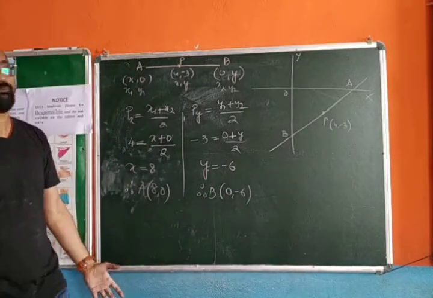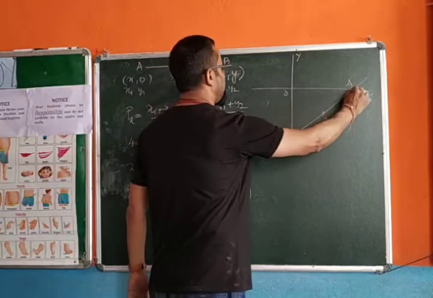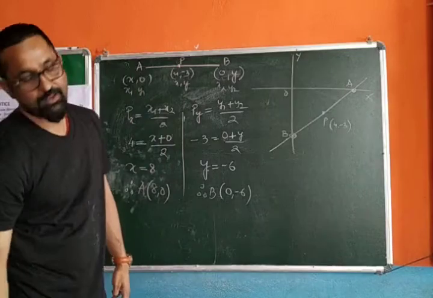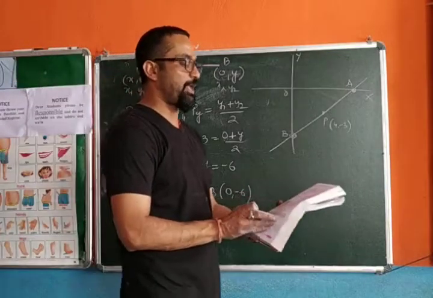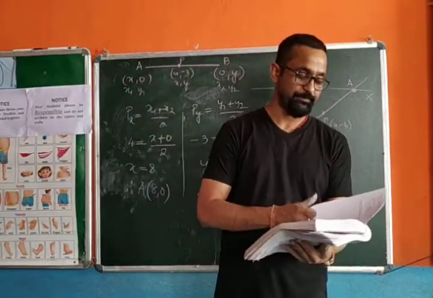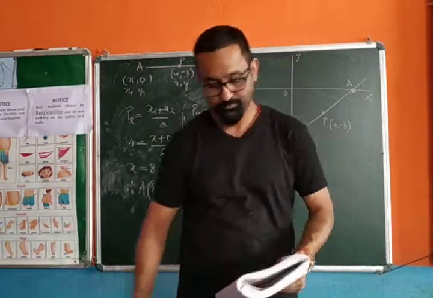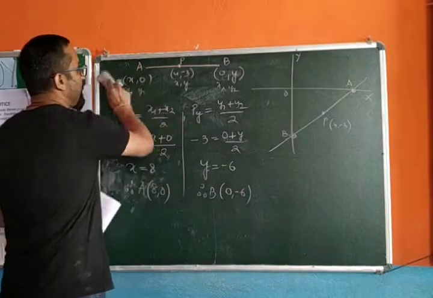Very simple sum. But this diagram condition you have to remember. You have some sums based on centroid. Let's do those sums and finish the chapter. Question number 27.